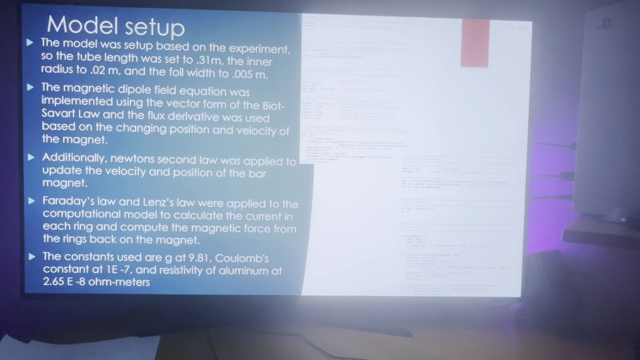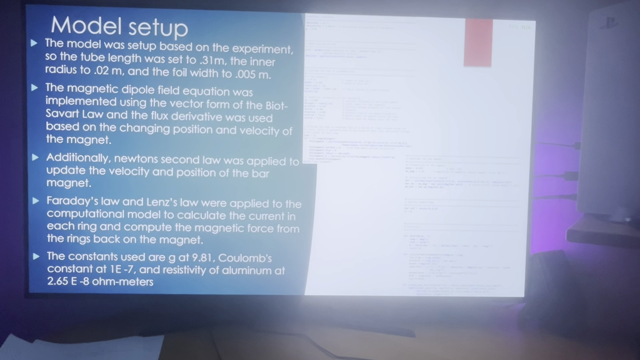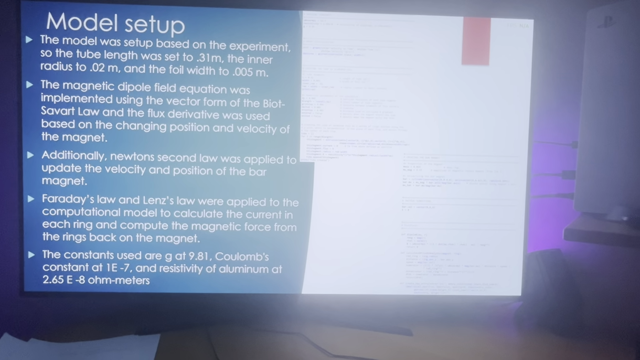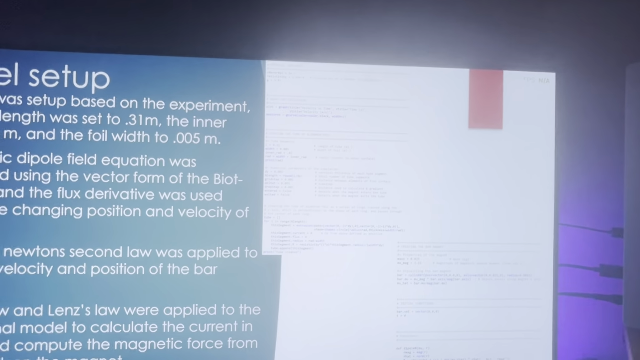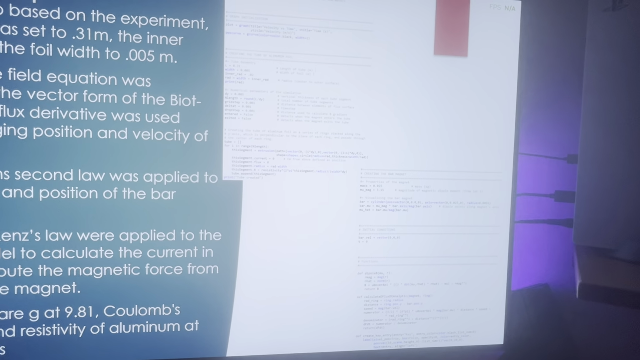The constants used are g, which is 9.81, Coulomb's constant at 1 times 10 to the negative 7, and the resistivity of aluminum at 2.65 times 10 to the negative 8 ohm meters. And these are 2 pictures showing the relevant code in the computational model.